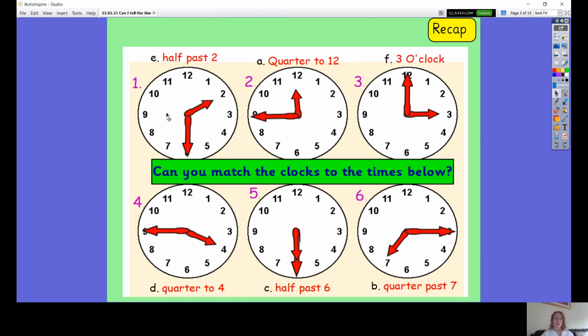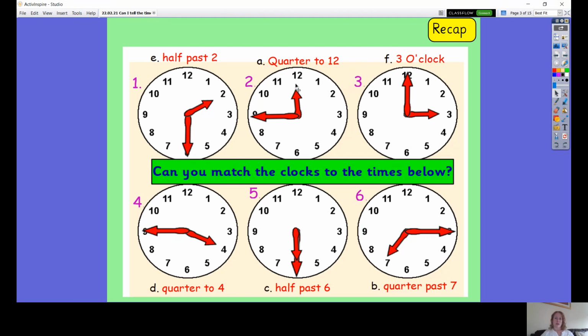The first clock says 2:30 because we can see the short hand, the hour hand, should really be just past the 2. And the minute hand, which is the long one, is halfway round the clock, isn't it? It's pointing straight down at the 6. That was 2:30.